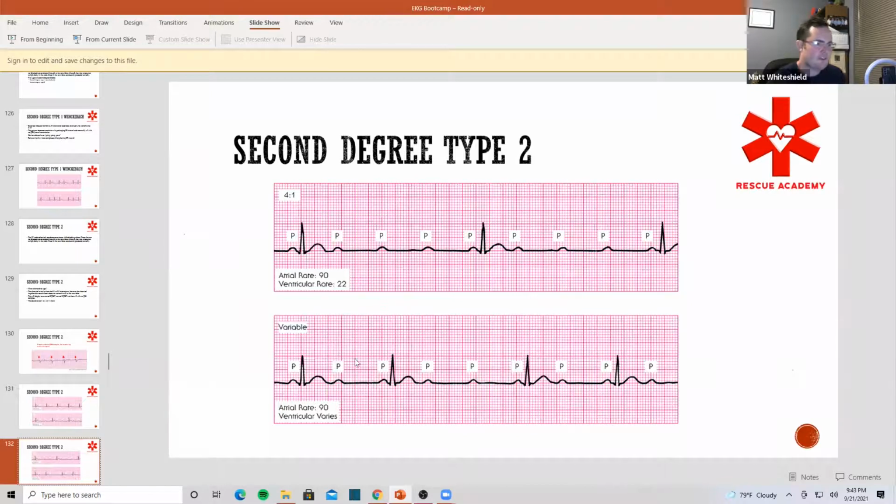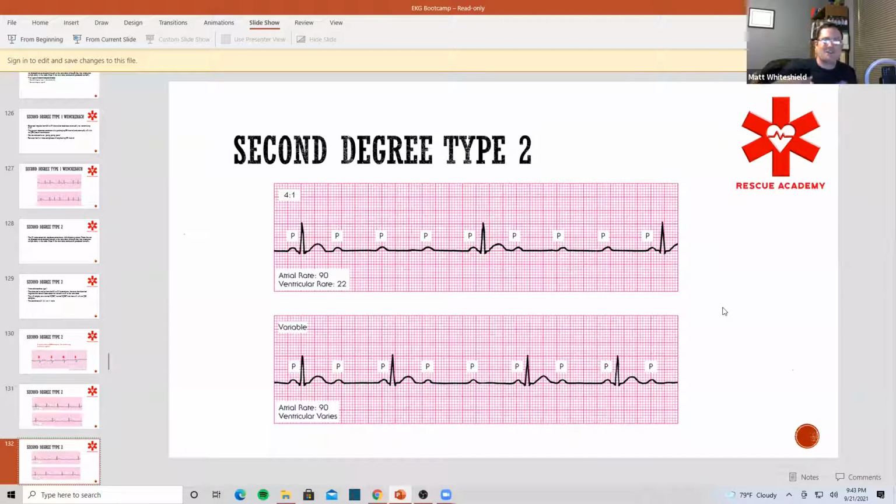All right, here's a variable one. It changes a little bit. Again, the PRIs still stay the same, but we have just a bunch of P waves in between. We have missing QRS complexes. I see there's a question, and T waves. Yep, there are also T waves missing, right?